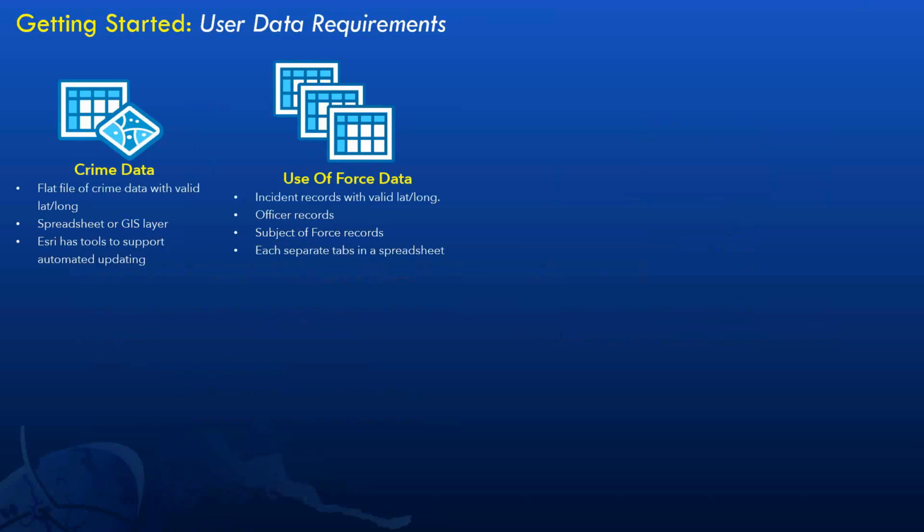You need use of force data. And the way that we've organized our use of force data is in kind of 3 tables. There is an incident table that's going to capture information about the incident. So the location of the incident, the latitude and longitude, the date of the incident, the overall level of the seriousness of the incident, that kind of information.